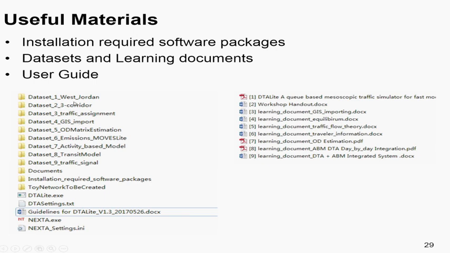Okay. In this installation folder, you have the documentation, you have the required software package, and you have some toy network examples. And more importantly, you have a set of learning documents from 1 to 9, and a set of corresponding data sets from 1 to 9. By doing so, we enable an open learning environment for you to understand how traffic simulation can be performed, and how you can understand the user's guide and the system design throughout this process.